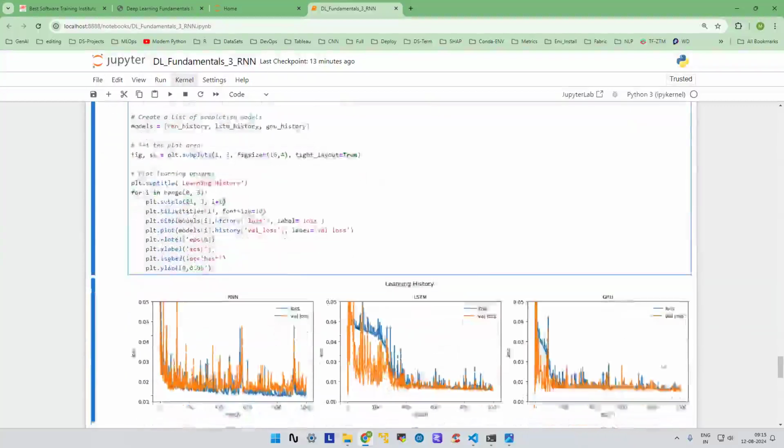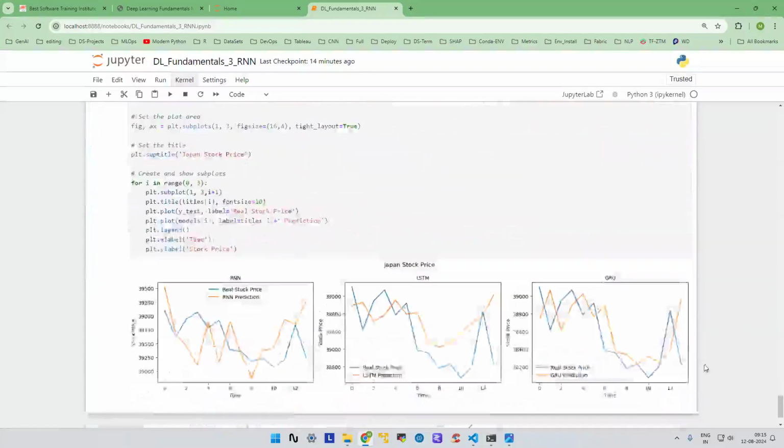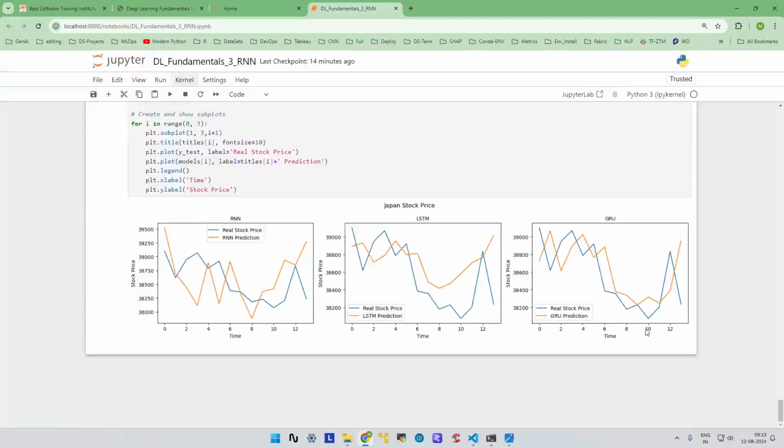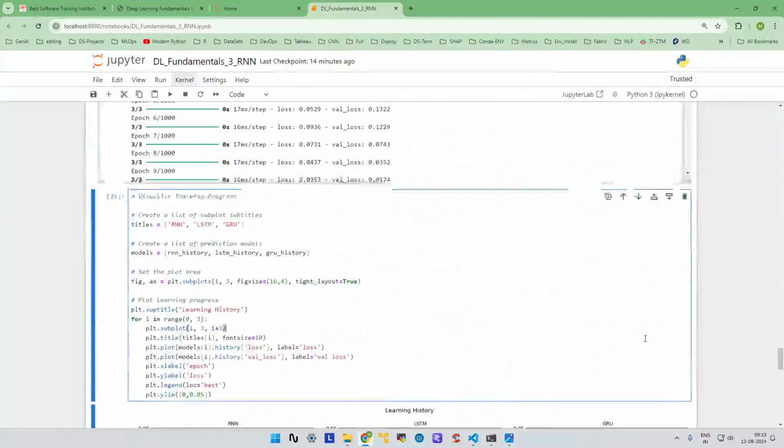And finally, we try to compare them. In this case, GRU is more promising. Yeah, GRU is more promising. So you can pick a GRU model compared to LSTM or RNN.